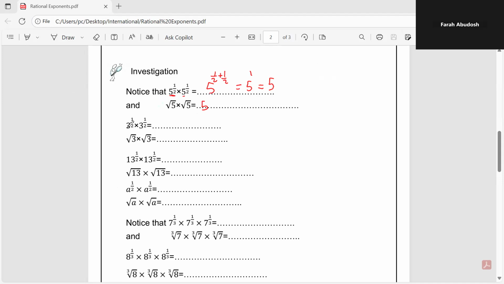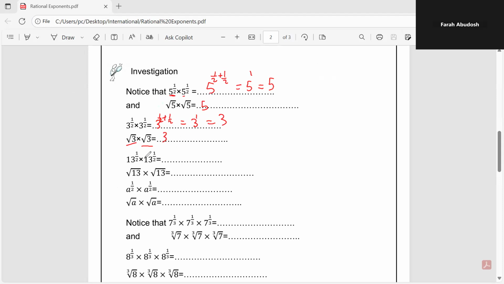Let's make this 3 to the power 1 over 2 times 3 to the power 1 over 2. In multiplication, we add the powers. So we have 1 over 2 plus 1 over 2, which is 2 over 2, which is 1. 3 to the power 1 is 3. Again, square root of 3 times square root of 3, as we did before, is 3.